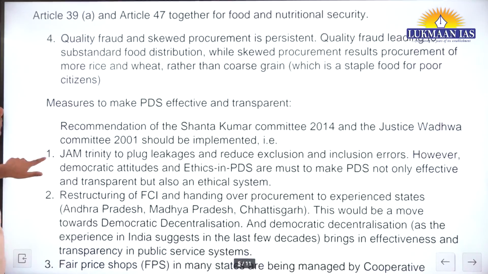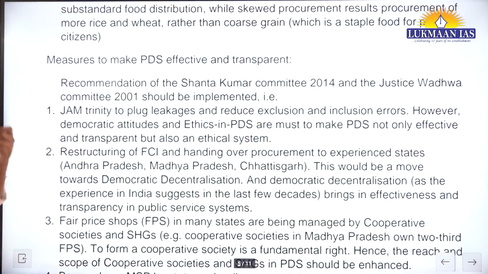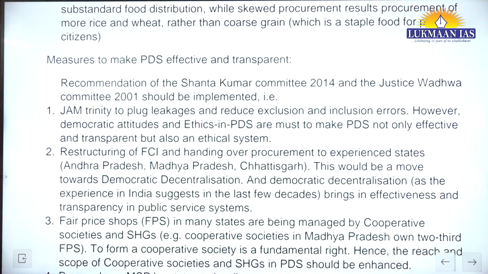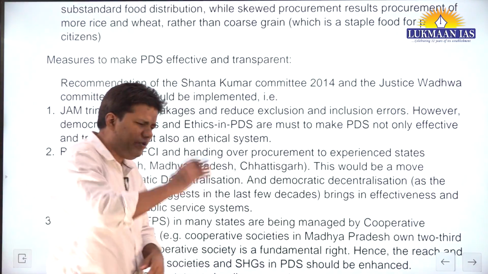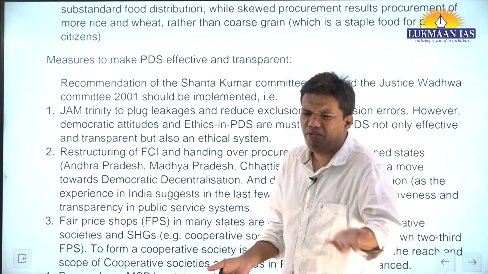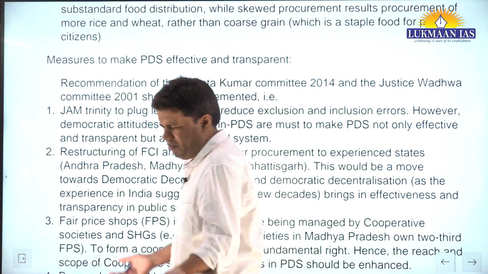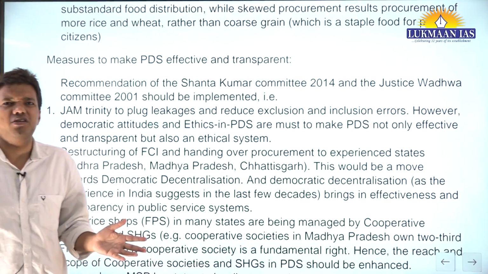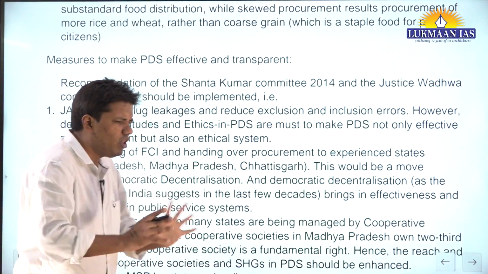Okay, measures to make PDS effective and transparent. Recommendation of the Shanta Kumar Committee 2014 and the Justice Wadhwa Committee. These are the 2 important committees, right? So you can say it should be implemented, and do not worry that the Justice Wadhwa Committee came in 2001. No, let's say Government of India floats and constitutes any other committee. The recommendations are not going to change. They will change, but not largely.